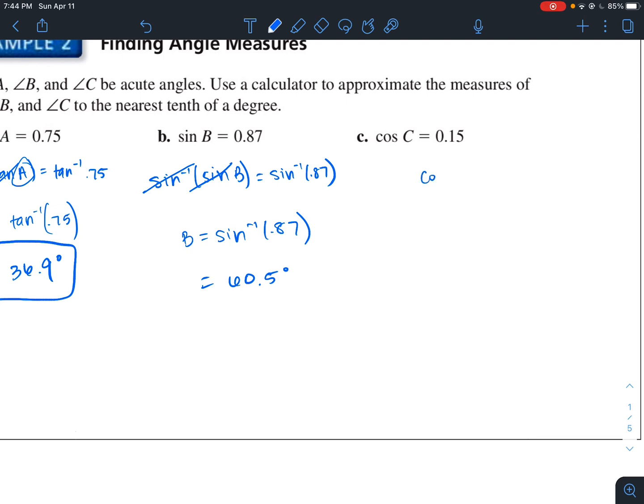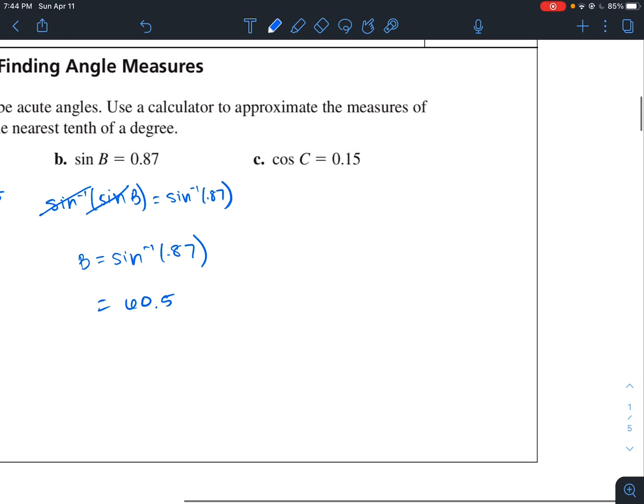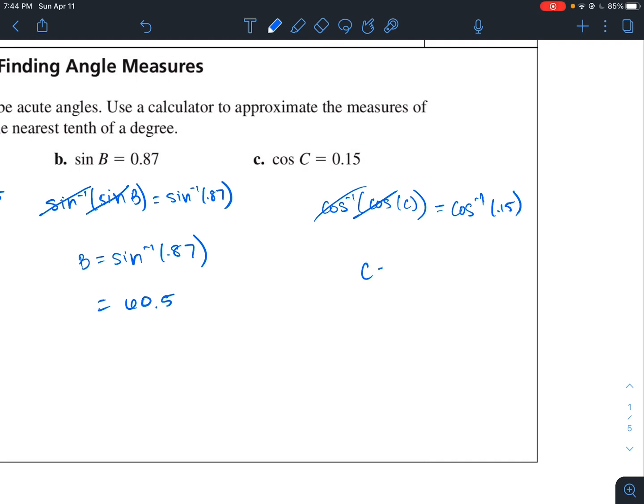And then cosine of C, I need to get C by itself, so I'm going to do cosine inverse of cosine of C is equal to, now I have to use the cosine inverse on the right side of 0.15. Those will cancel, so I'll be left with C is equal to cosine inverse of 0.15. And if you put that into your calculator, you should get 81.4 degrees.